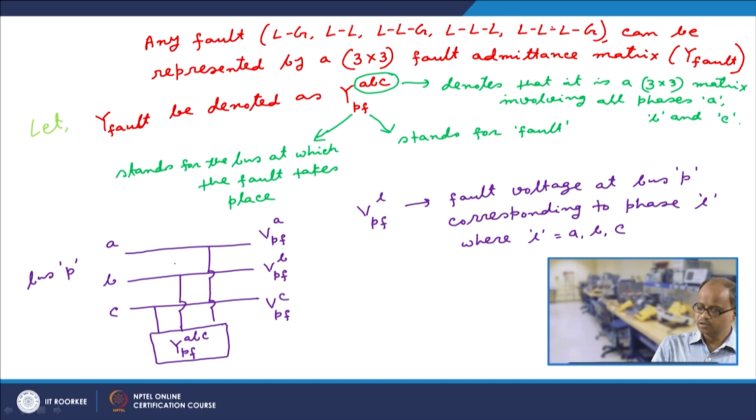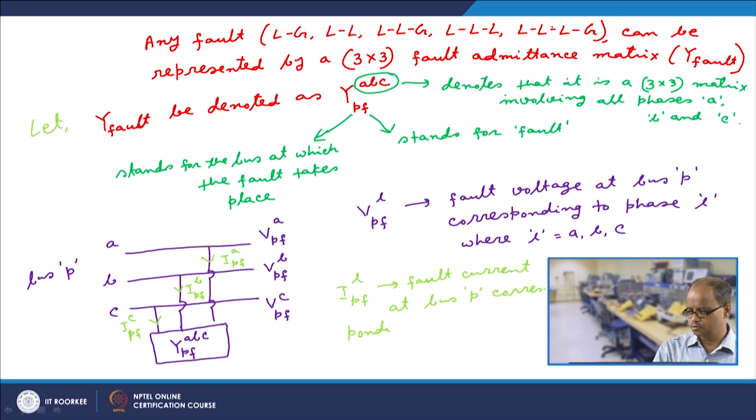And let us say these currents are denoted as IPFA, IPFB and IPFC, where IPFL is the fault current at bus P corresponding to phase L, where L is again A, B, C.